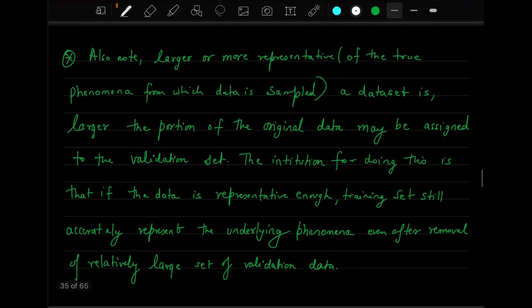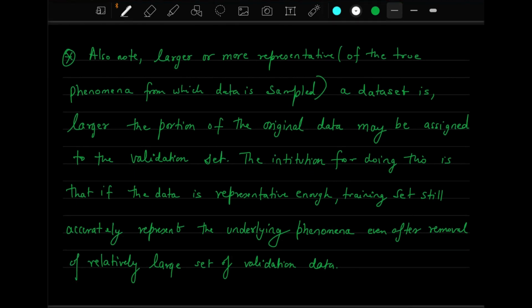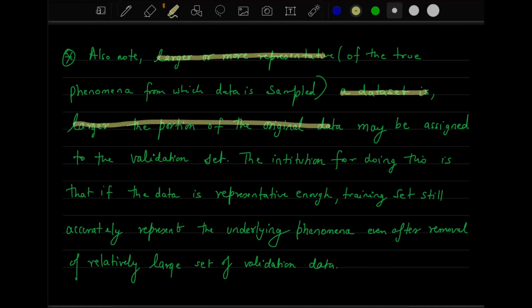One important point that I want to discuss before going to this story of validation is, please read these lines very carefully. Let me highlight it as I go. The larger or more representative a data set is, the larger the portion of the original data may be assigned to the validation data set. What it means is, if the data set is very representative, like each and every image is a representative of that data set, and there is no problem in the data set, then you can assign a larger portion of the data set to the validation data set.